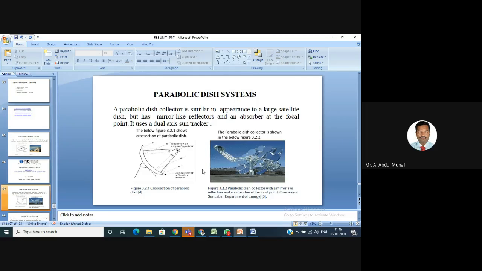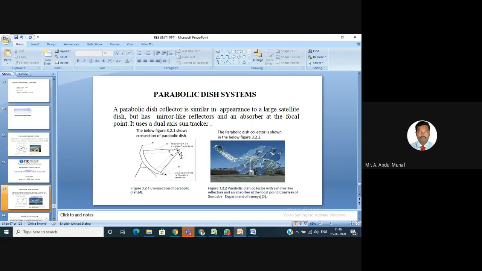Today we are going to see the parabolic dish system. Here in the first diagram I have shown the 2D diagram of the parabolic dish system, and this is the photo view of the parabolic dish system. You see in this view that the collector is in the form of a dish shape, and here we have the receiver.